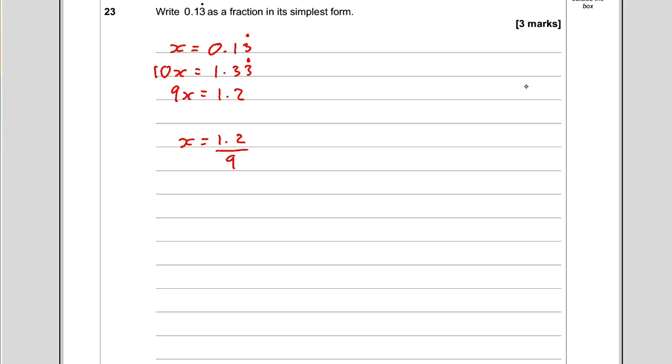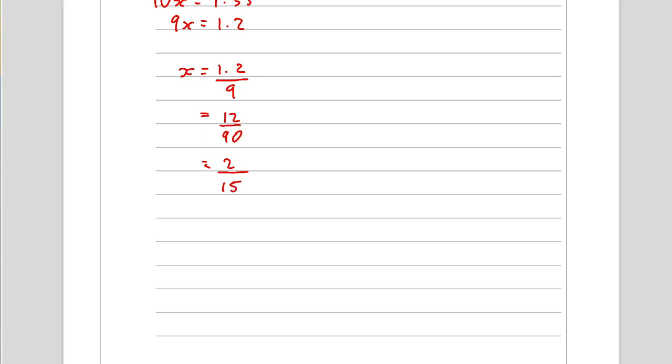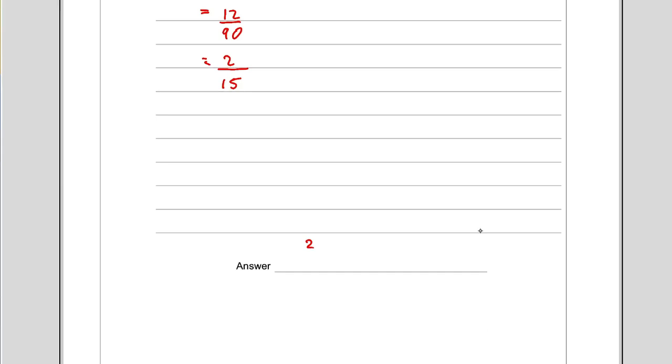That's not technically a fraction in its simplest form. When it's written as a fraction, we shouldn't really have a decimal within a fraction. So that's going to be the same as 12 over 90. I've just timesed the numerator and denominator by 10. And then we can cancel down by a factor of 6. So 6 goes into 12 twice, and 6 goes into 90 fully 15 times. So in its simplest form, we've got 2 over 15.